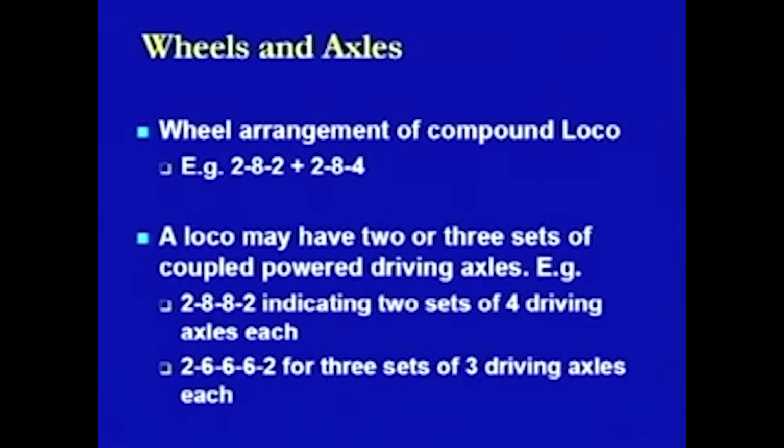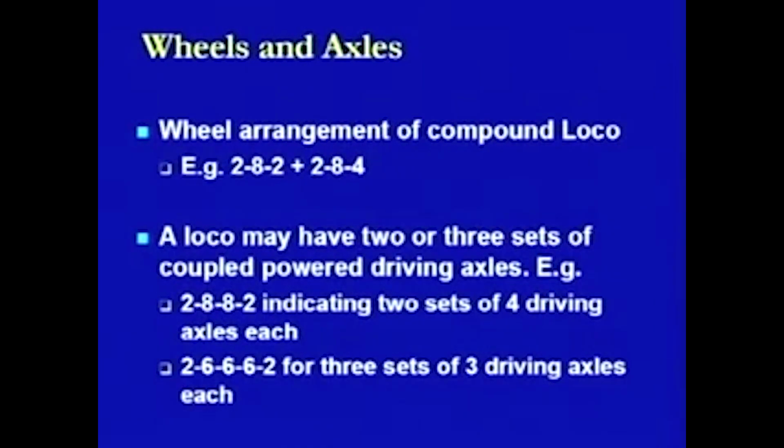Now there are other conditions too where a locomotive may have 2 or 3 sets of coupled power driving axles. In such conditions, how are we going to define and categorize them? Some examples show such conditions. Here the example taken is 2-8-8-2. This 2-8-8-2 indicates that there are 2 sets of 4 driving axles. When we say there are 2 sets of 4 driving axles each, it means we have 8 wheels in one set and 8 wheels again in the other set. That's why in the central location we have 8 and 8. Still we have 2 trailing and 2 front wheels which are not driven or coupled together. Similarly, there is an example of 2-6-6-6-2. In this case there are 3 sets of 3 driving axles each.